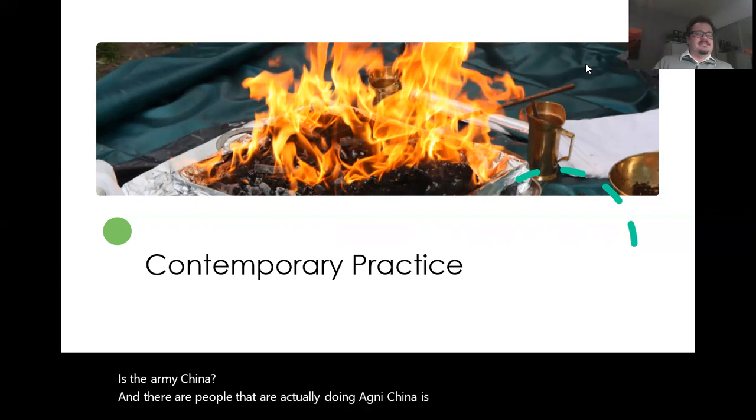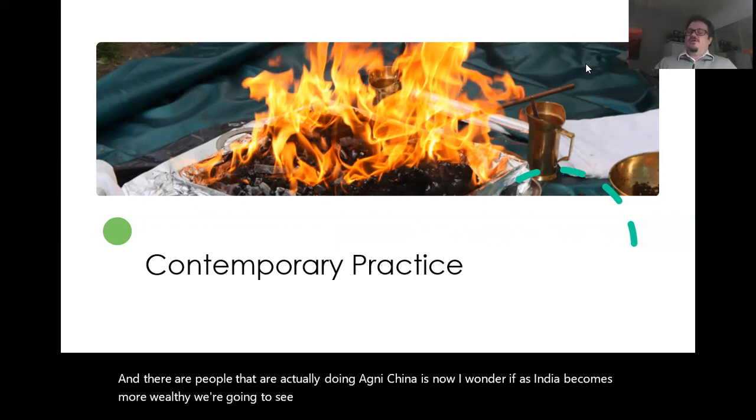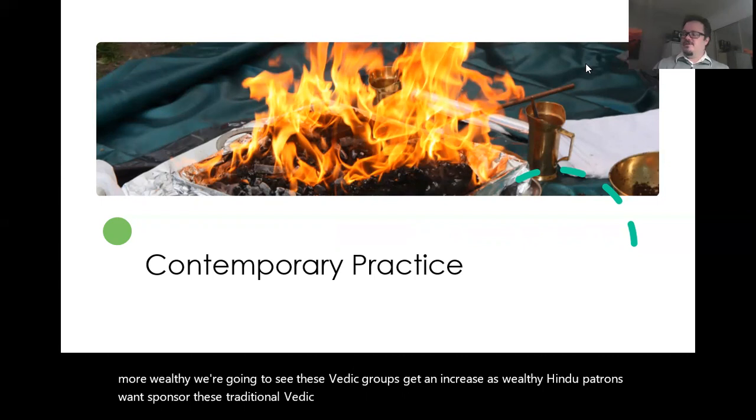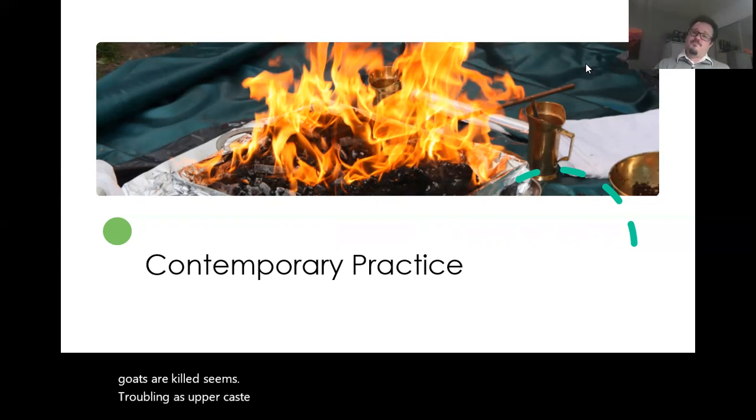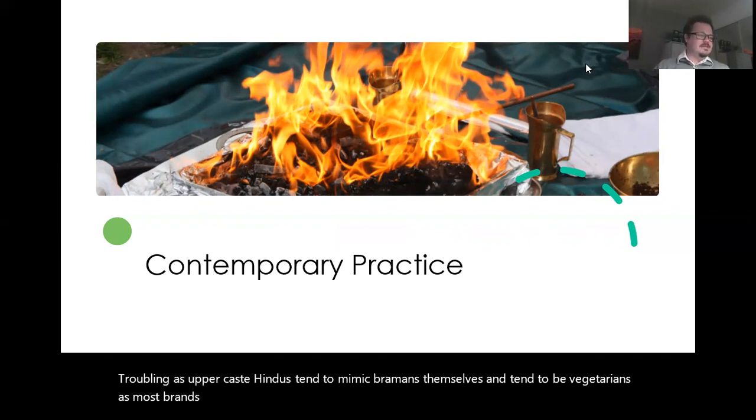I wonder if, as India becomes more wealthy, we're going to see these Vedic groups increase as wealthy Hindu patrons want to sponsor these traditional Vedic rituals. Though wealthy Hindus sponsoring a ritual where goats are killed seems troubling, as upper caste Hindus tend to mimic Brahmins themselves and tend to be vegetarians, as most Brahmins are to some degree these days.